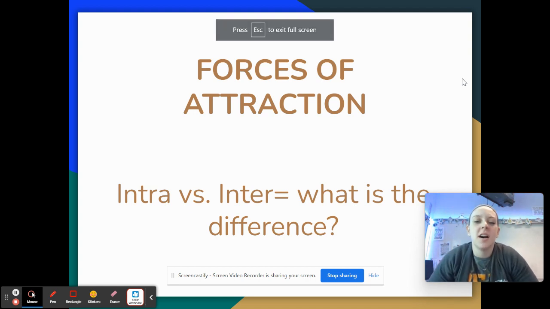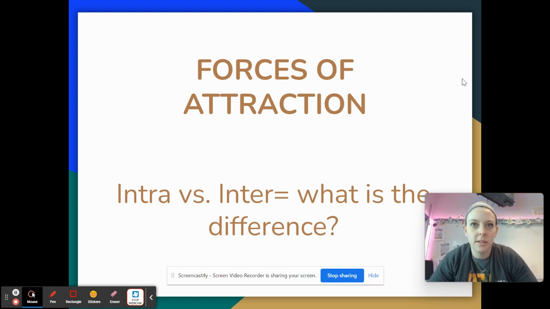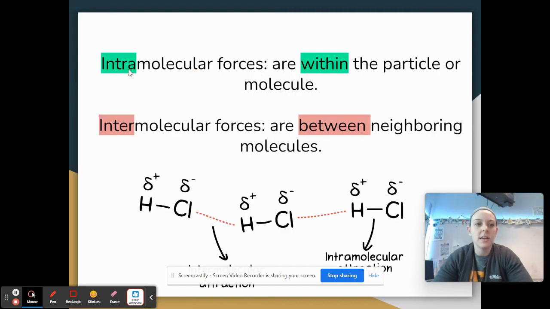Hi, everyone. Today's lesson is going to be on forces of attraction, which is sort of what holds together molecules in a sample. The first thing we have to talk about, though, is the difference between these two root words, intra and inter. So, what is the difference? Intra is a root word that means within. So when we're talking about intramolecular forces, that's what's holding together a molecule.